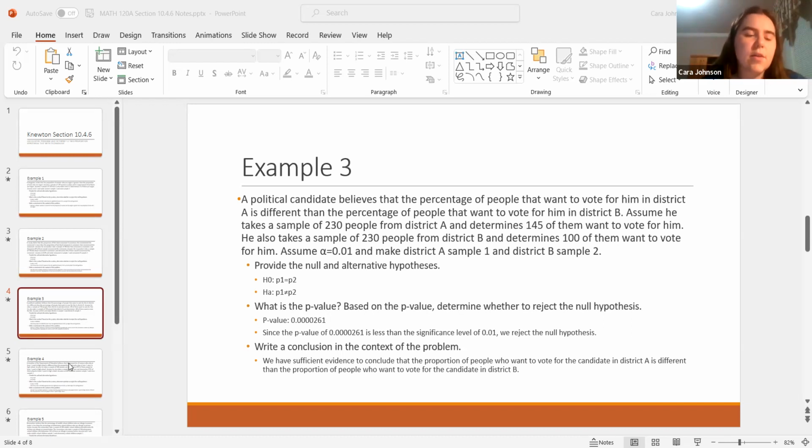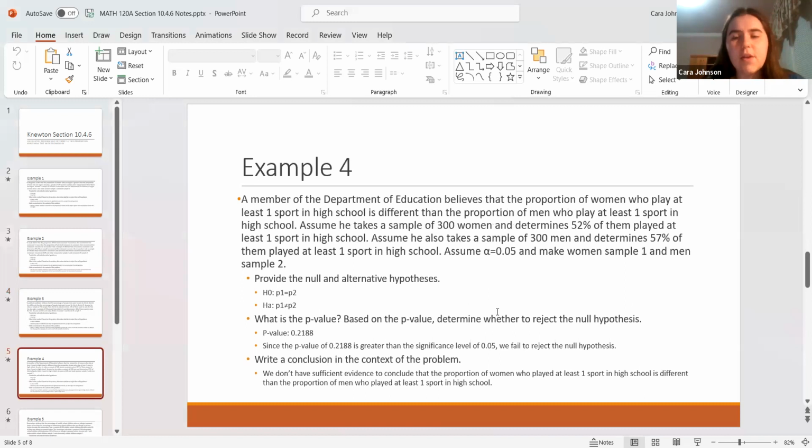All right, let's go ahead and change it up a little bit. So now I'm giving you percentages. So you're going to do 0.52 times 300 and 0.57 times 300 to get your number of successes. But the Department of Education believes that the proportion of women who play at least one sport is different than men, so it's not equal to in the alternative. All right, so let's go to our Rguroo.